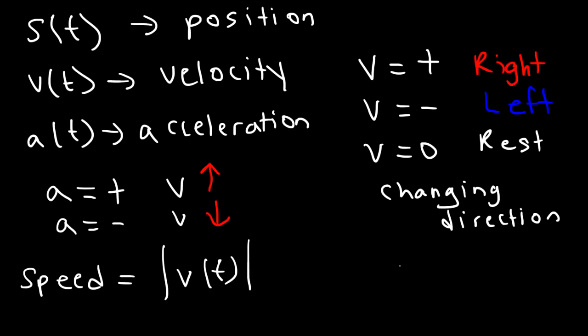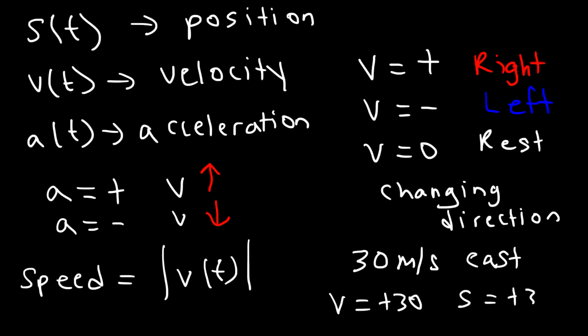So for example, let's say if an object is moving 30 meters per second east. The 30 meters per second describes the speed of the object, but the 30 meters per second with the direction east tells you the velocity. So in this case, the velocity is positive 30 and the speed is positive 30. Now let's say if the object is moving at 25 meters per second west.